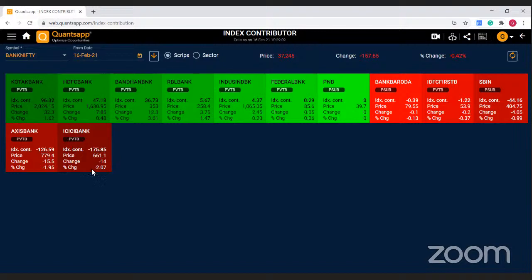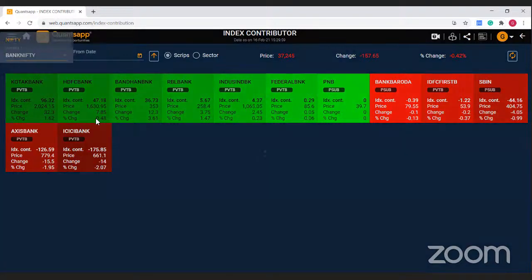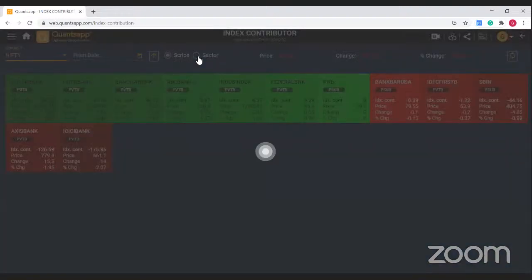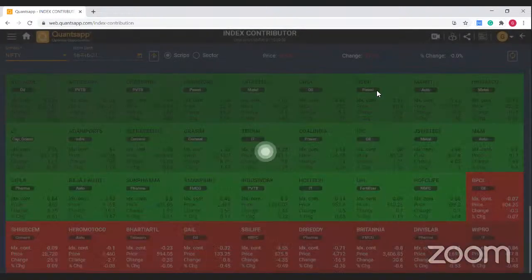So if ICICI Bank, Axis Bank, you can see there's almost a 2% decline in the Axis Bank, and it is contributing nearly 125 points in the Bank Nifty. Same way, you can see how much a stock is contributing to the Nifty and the Bank Nifty. Now, if we go back to the Nifty, we can see these sectors' contributions as well.